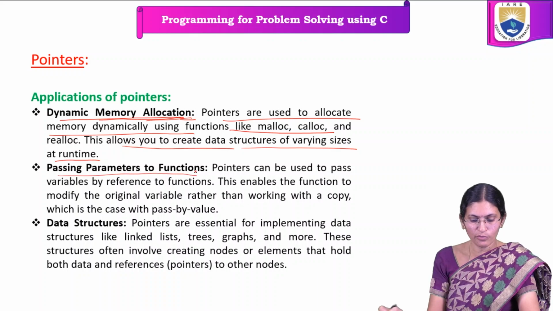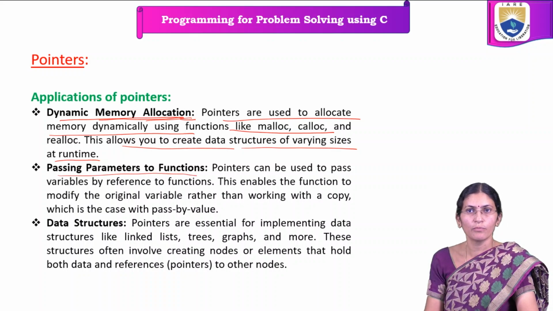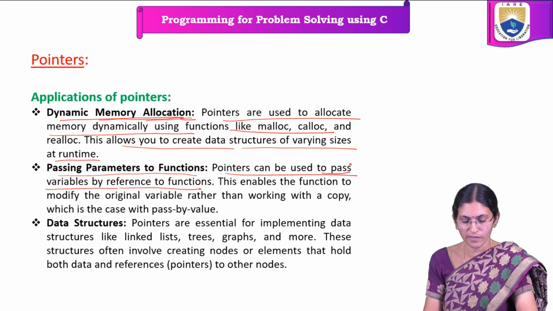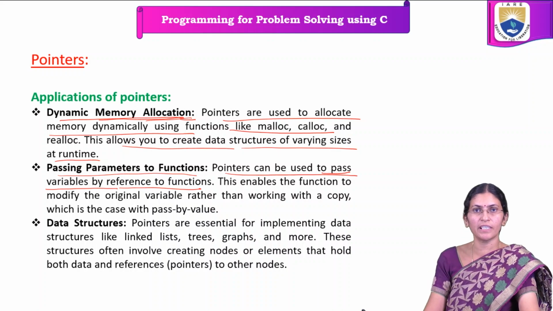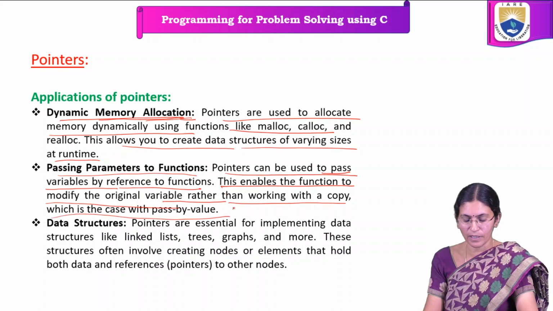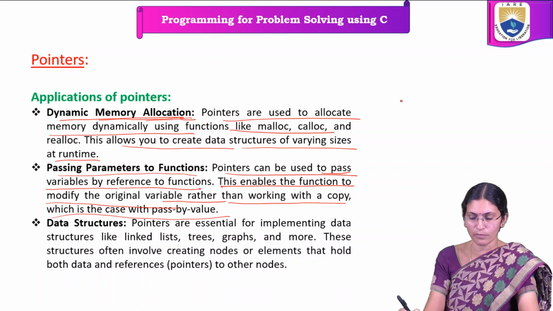Passing parameters to functions. We can pass pointers also. Pointers can be used to pass variables by reference to the functions. In this way, we can actually change the values of the variables. Instead of creating a copy of the variables, we can actually work with the variables. This enables the function to modify the original variable rather than working with a copy, which is the case with pass by value.